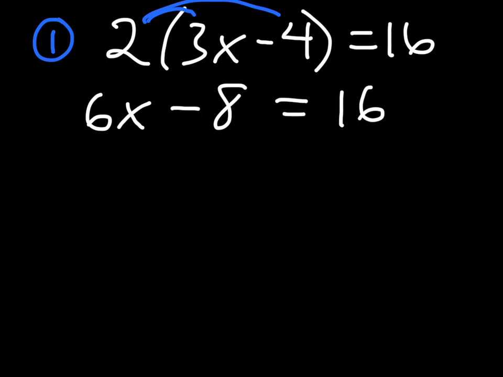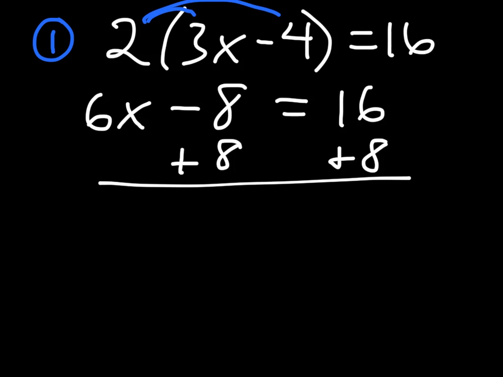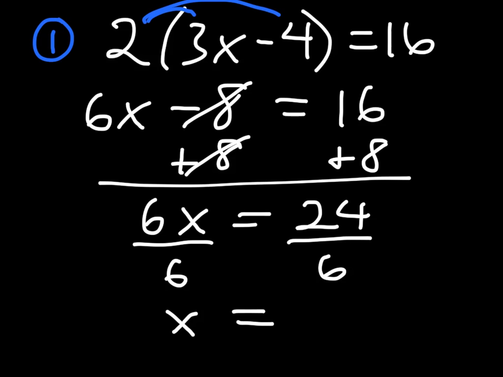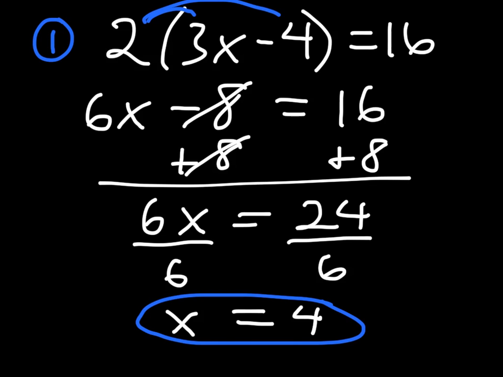We have to move our negative 8 away first. Since it's a negative 8, we have to add 8 to both sides. And when we add 8 to both sides, on our left side we're just going to be left with 6x because our negative 8 and positive 8 will cancel. Our 6x will equal 16 plus 8, which is 24. Now we just need to divide by 6 on both sides. We get our x by itself, and x equals 24 divided by 6, which is 4. So your answer to number 1 is x equals 4.